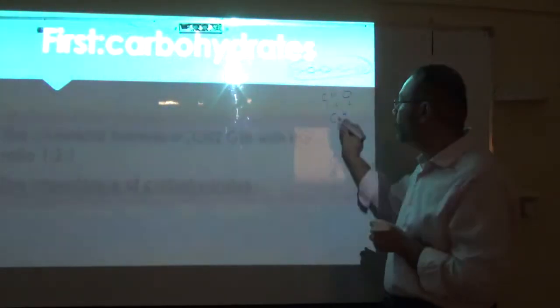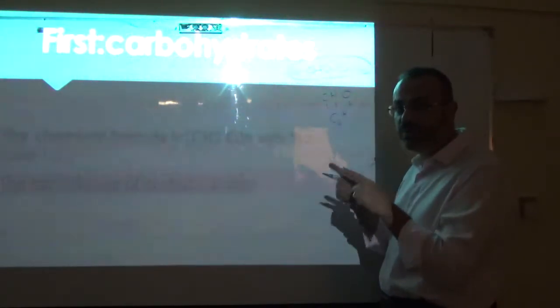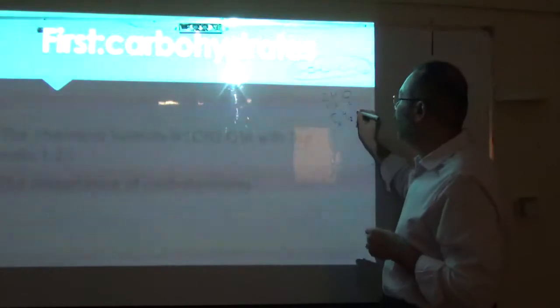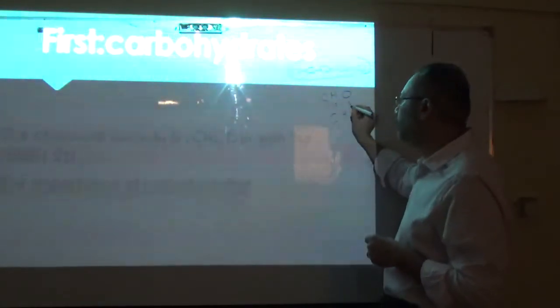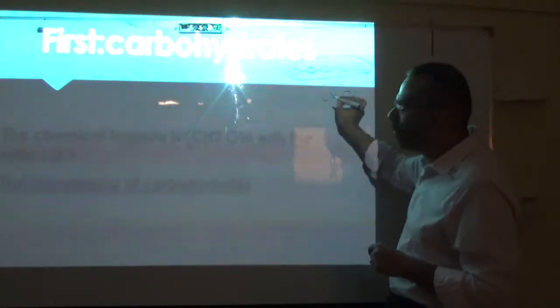So hydrogen will be what? The ratio is 2. That means that the number of atoms of hydrogen is double that of carbon. So it will be 12. And the ratio of oxygen is 1. That means that the number of oxygen atoms is the same as carbon. So the oxygen will be 6.